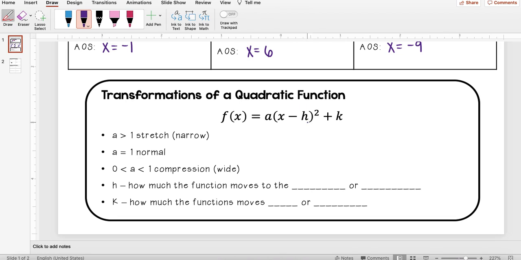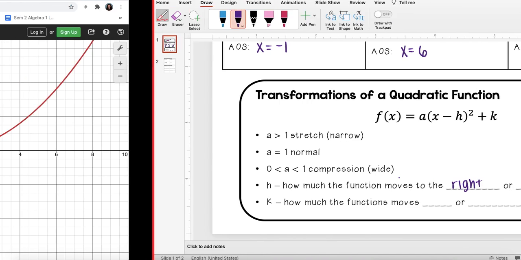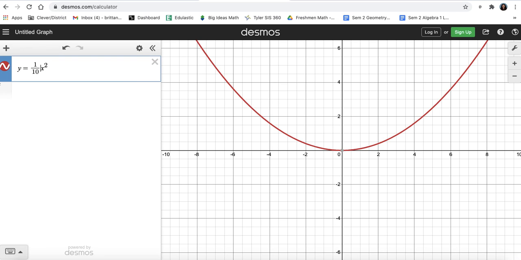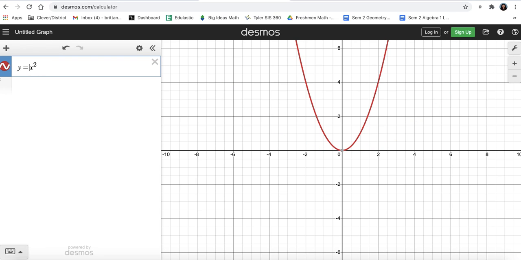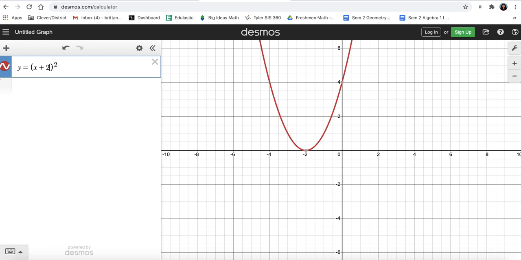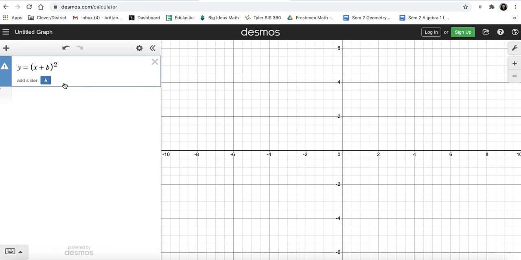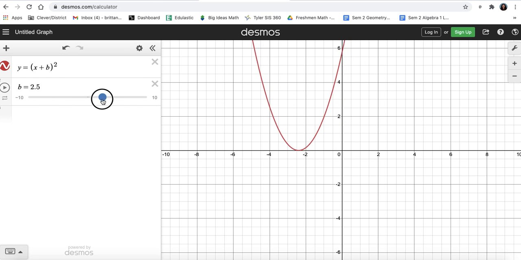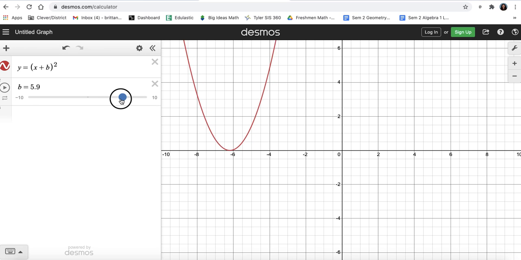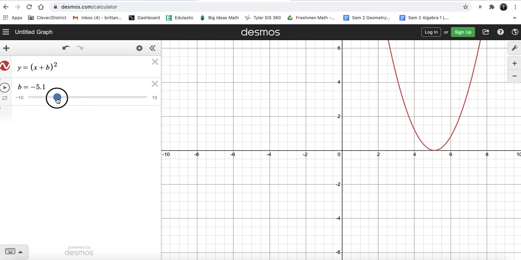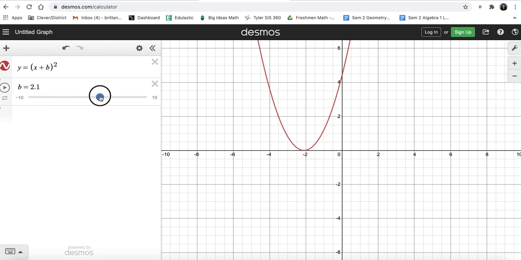Okay, and then your h that's in here, that's going to tell you how much the function moves to the right or left. So that x-coordinate of your vertex will tell you how much it goes to the right or to the left. So let's say if I were to put x plus 2, I see it moves to the left. Let's add a slider. If I were to go the other way, it just moves it across that x-axis.